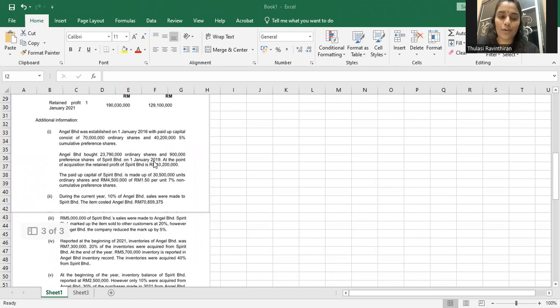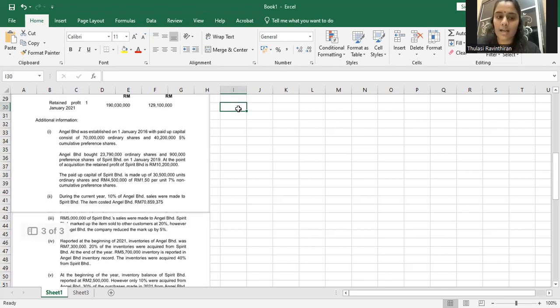At the point of acquisition, the retained profit of Spirit Berhad is 10,200,000. The paid-up capital of Spirit Berhad is made up of 30,500,000 units of ordinary shares and 4,500,000 units at 1.50 ringgit per unit, 7% non-cumulative preference shares.